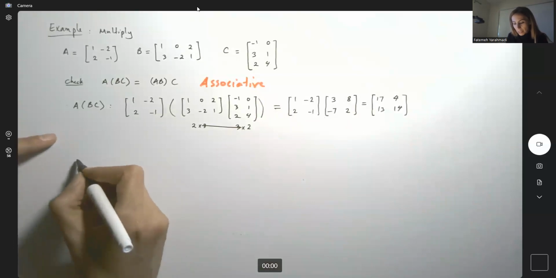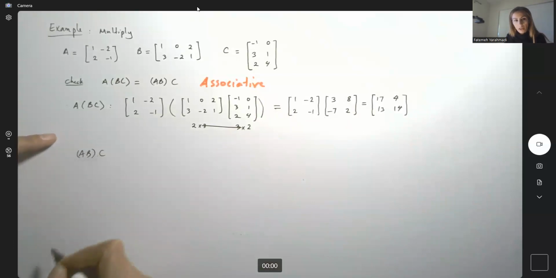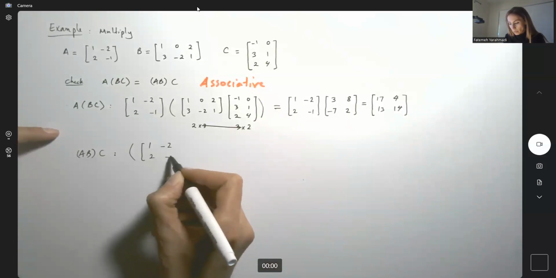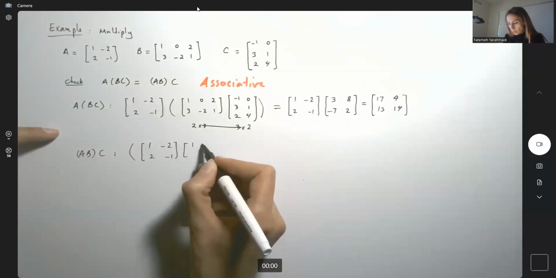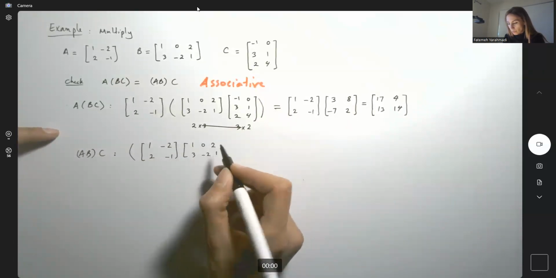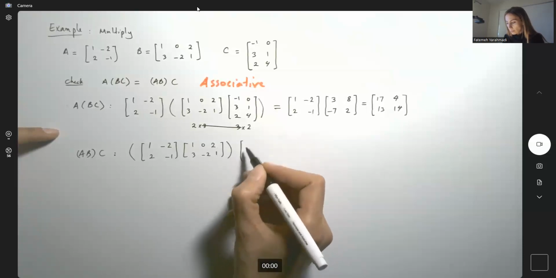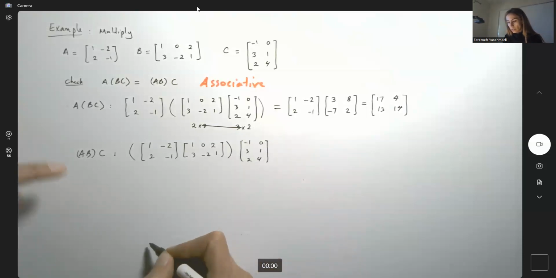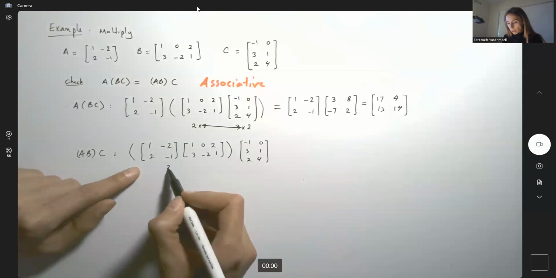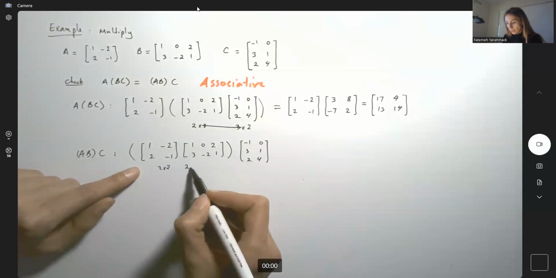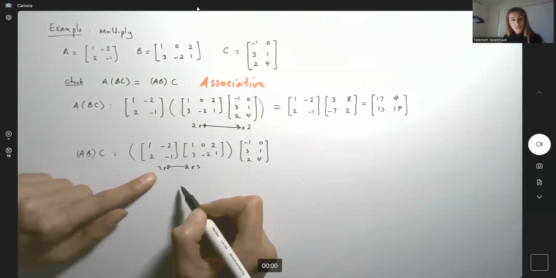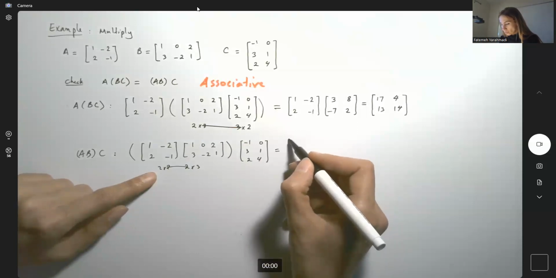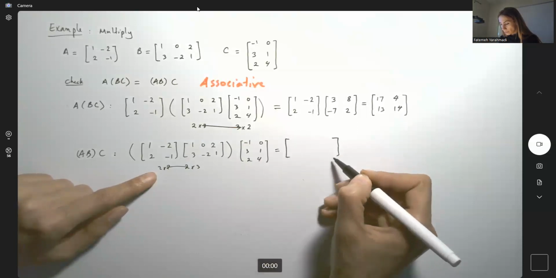Now let us multiply AB and then find the product with C. Here we go. [1, -2; 2, -1] multiplied by [1, 0, 2; 3, -2, 1], and then we multiply that by this matrix, 2 and 4. So let us start. This is a 2 by 2 matrix, and this is a 2 by 3 matrix. So we expect to get a 2 by 3 matrix, 2 rows and 3 columns.